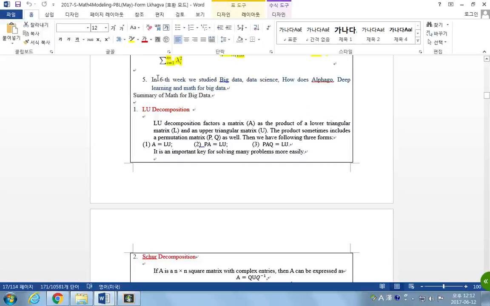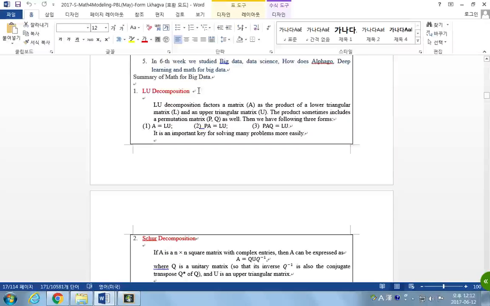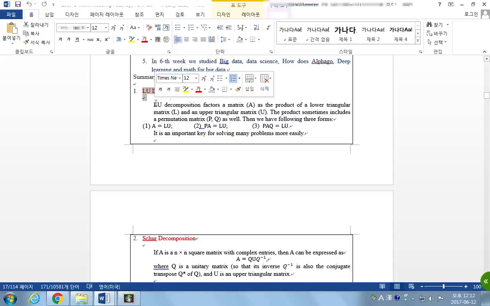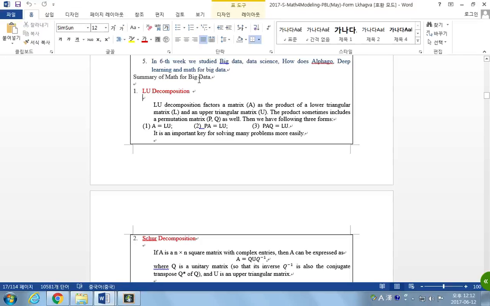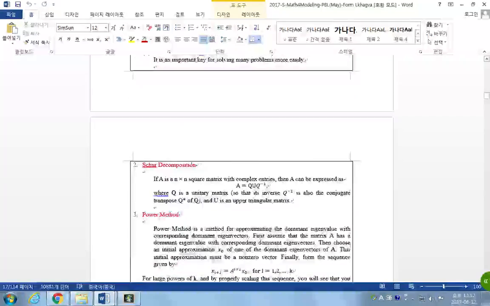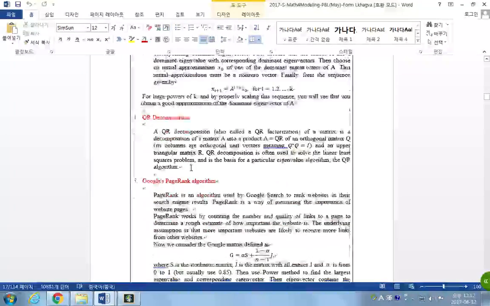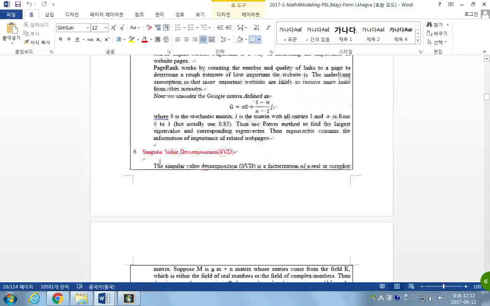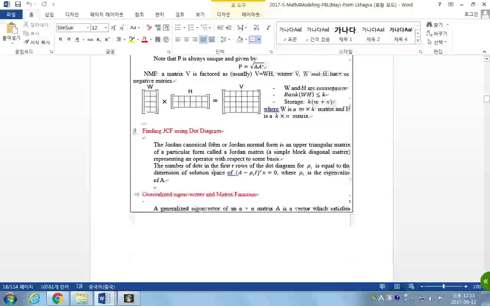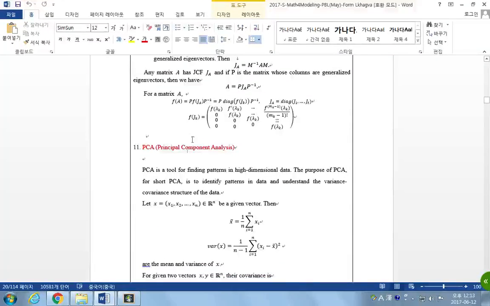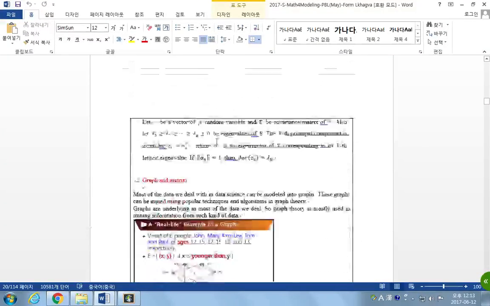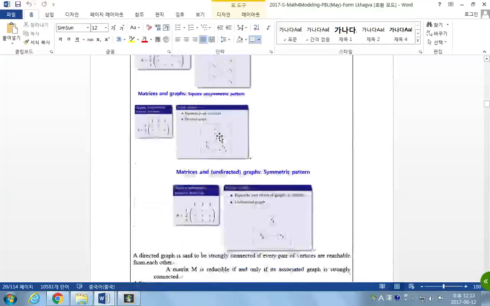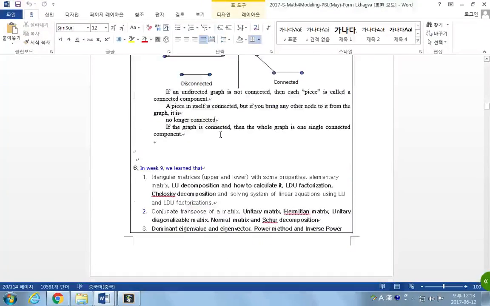And sixth week, we studied big data and science, how to apply deep learning, and math for big data. And I summarized math for big data, LU decomposition, Schur decomposition, covariance decomposition, Google PageRank algorithm, singular value decomposition, and principal component analysis, graph and matrix. I summarized all concepts.